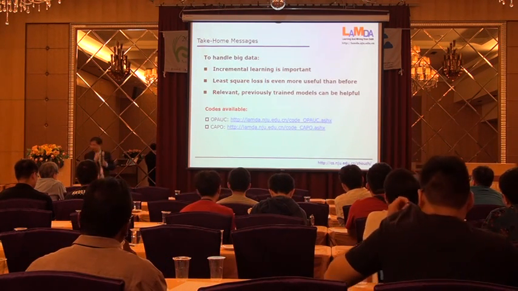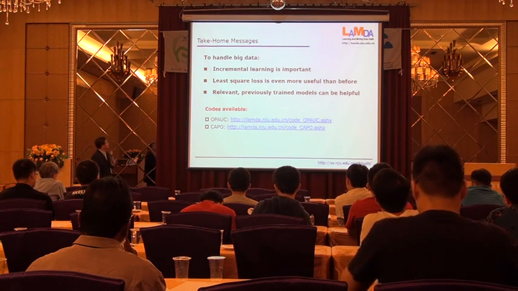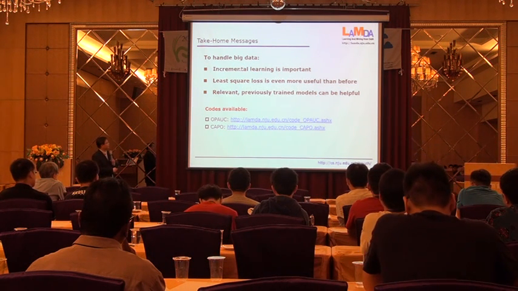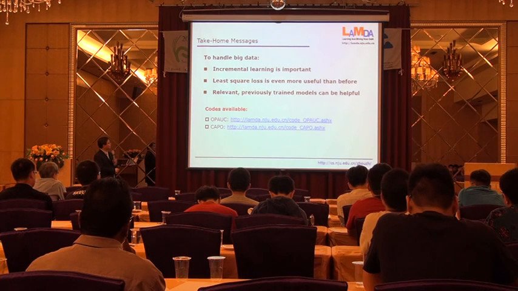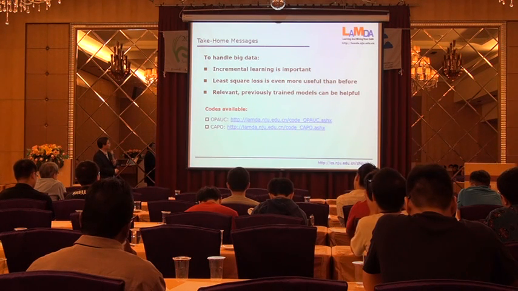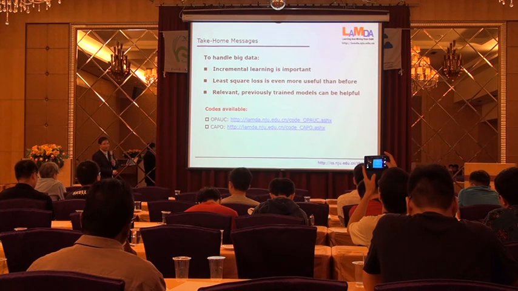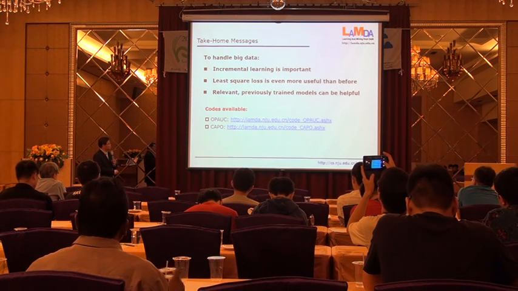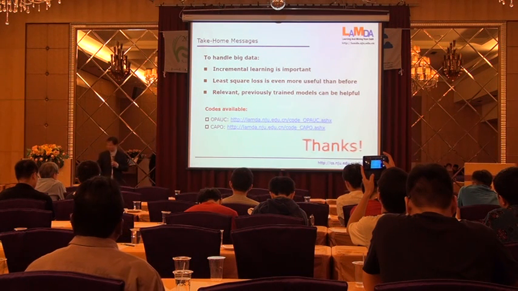So finally, I give you some take-home messages. The first is, for the big data era, incremental learning is important. The second is, least square loss is even more useful than before. Third, because I have skipped the second part, I want to show you that relevant previously trained models can be useful. And all the code is shared. You can try to use it if you have interest. So that's all. Thank you.